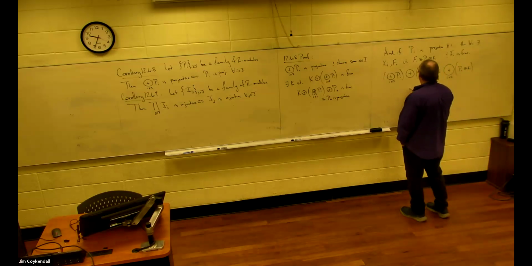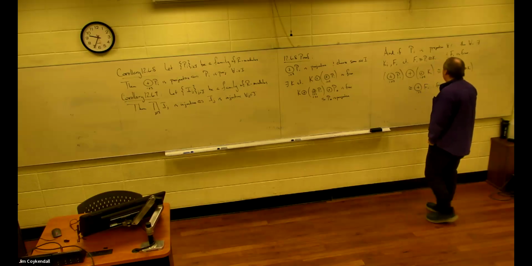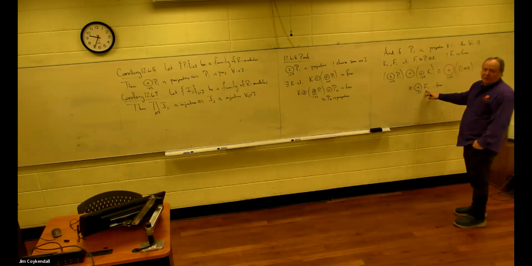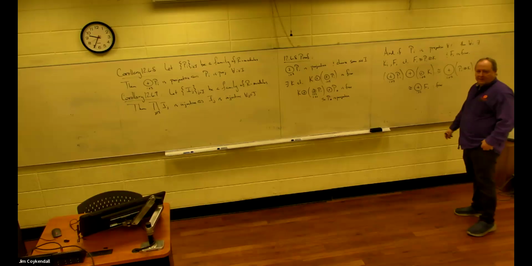And this is isomorphic to the direct sum of the F_i, which is free. Because each one of these F_i is a direct sum of some number of copies of R. So you have this perhaps very large orgy of sums of copies of R, but it's okay. These are all sums of copies of R. So this is still free.